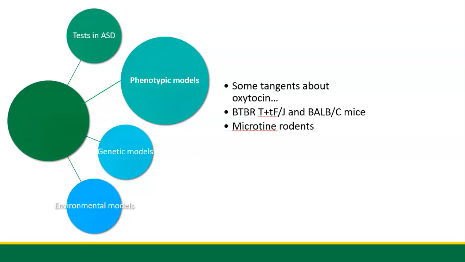Welcome to covering the phenotypic models of autism in rodents. So we're going to talk about kind of three different models. Well, really two models. First, we're going to go on some tangents about oxytocin, and then we're going to talk about BTBR and BALB mice. There's other letters in there. You guys can read. And then we're going to talk about microtine rodents.